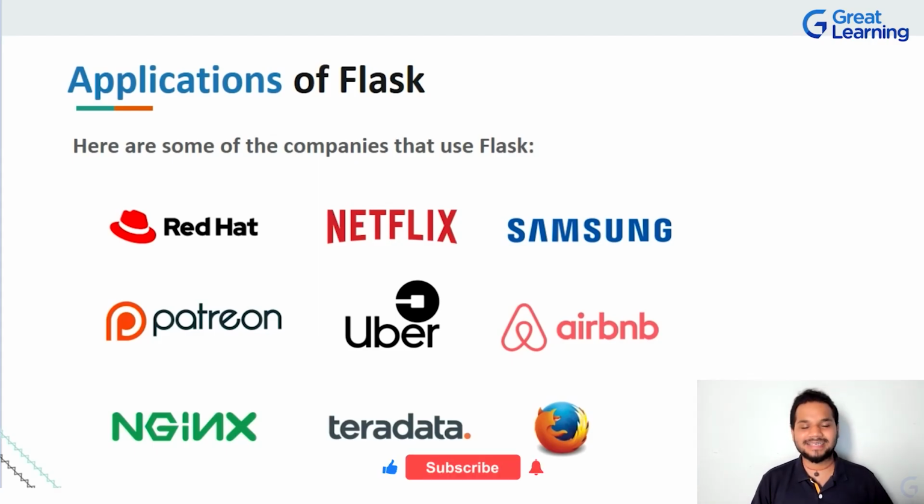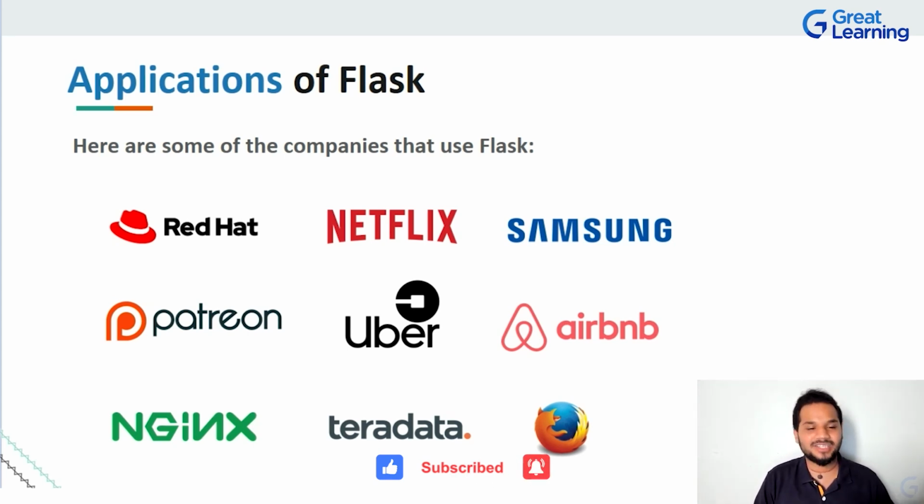So be it Pinterest, be it Barack Obama's campaign, or be it Lyft, or the thousands of other clients who use Flask, you have to understand that these are some of the companies that make use of this really powerful framework, right? Companies such as Red Hat, Netflix, Samsung, Patreon, Uber, Airbnb, Nginx. Nginx is basically a load balancing software that's very popular. You have Teradata, you have Mozilla Firefox. Ladies and gentlemen, even as a client side website, Mozilla will also make use of Flask to a good extent.